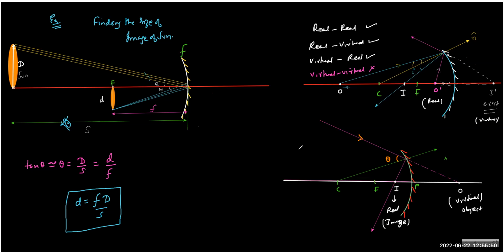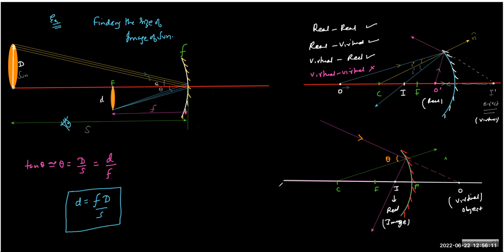The only thing which is not possible is virtual to virtual. We cannot create a virtual image of a virtual object in case of a concave mirror, no matter how you keep the object. That is obvious from the ray diagram. Everything is possible by the concave mirror, but it cannot create virtual versus virtual. The rest it can create.